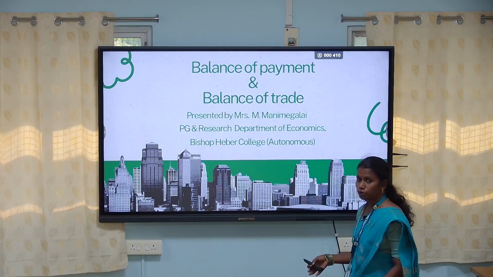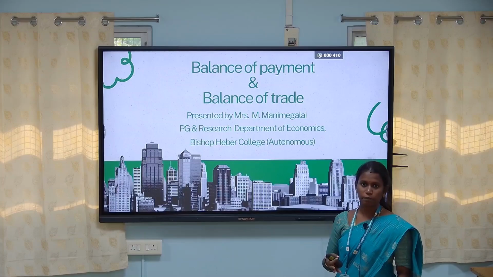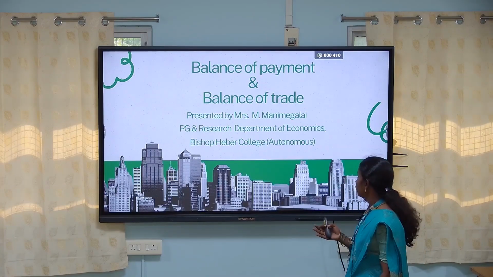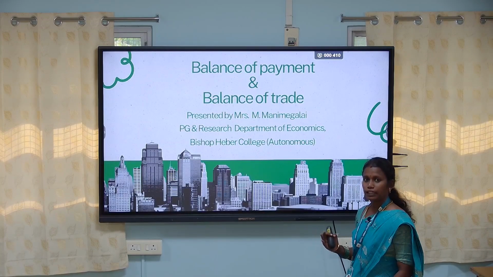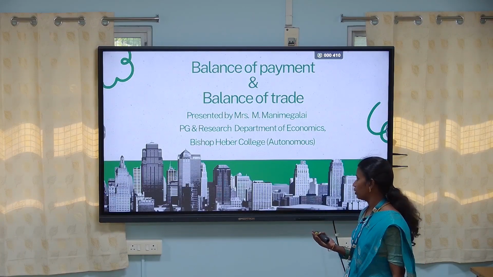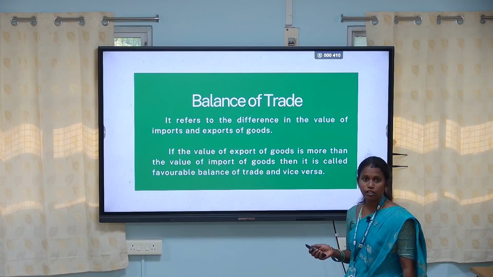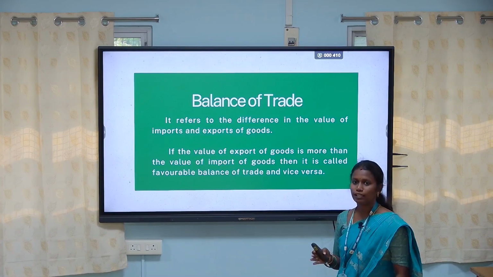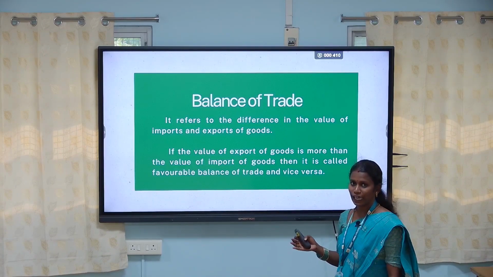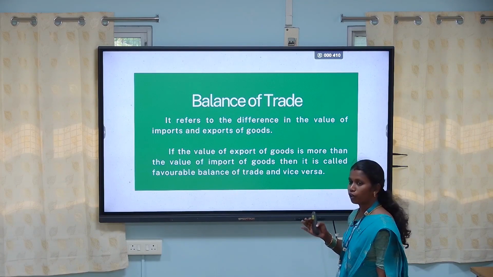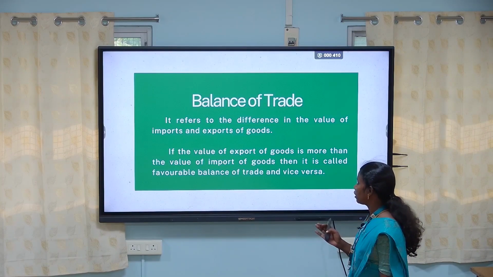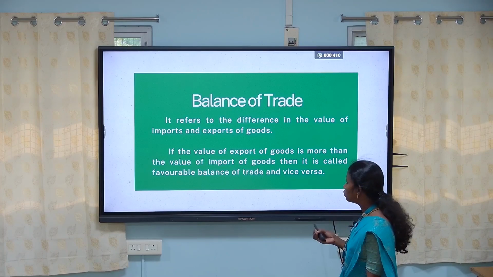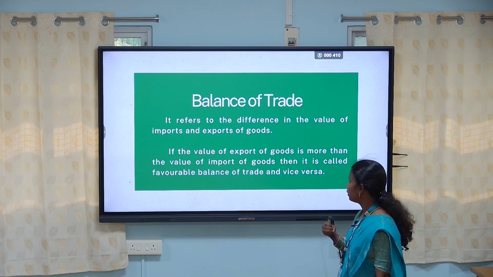So today we are going to see first what is meant by balance of trade and what is meant by balance of payment, and then we must know the basic concept as well as the difference between both the concepts. Let me see one by one. Let me tell you what is meant by balance of trade. Simply, it refers to the difference between the value of export and value of import of goods alone. In this account we are not taking into account services. We are taking into account only goods which are imported and exported beyond the country.